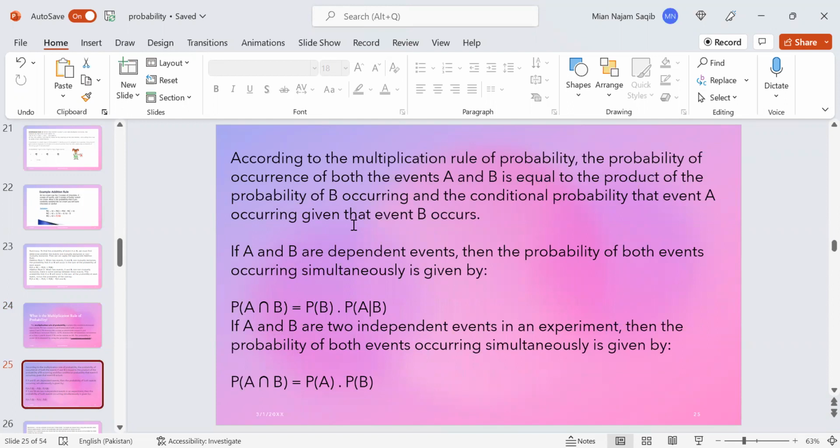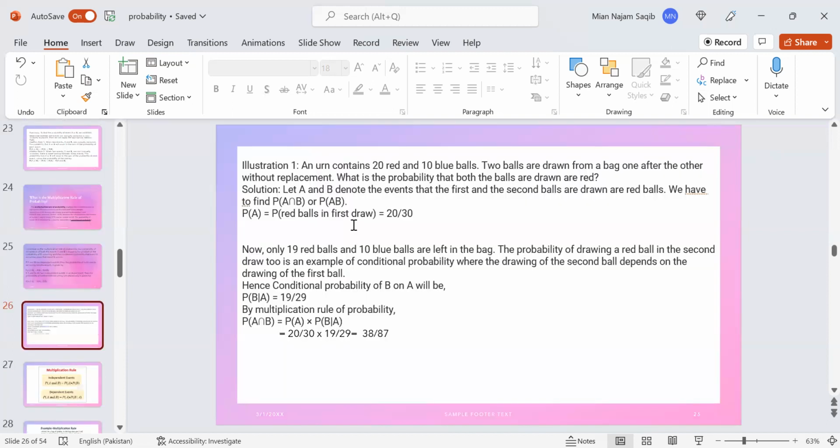If A and B are dependent events, the probability of both events occurring together is expressed as the probability of B times the probability of A given B. And if A and B are 2 independent events occurring in an experiment, then the probability of both events occurring simultaneously is given simply by the product of the probability of A and the probability of B.